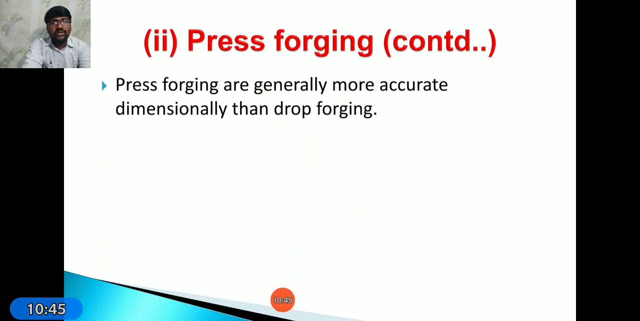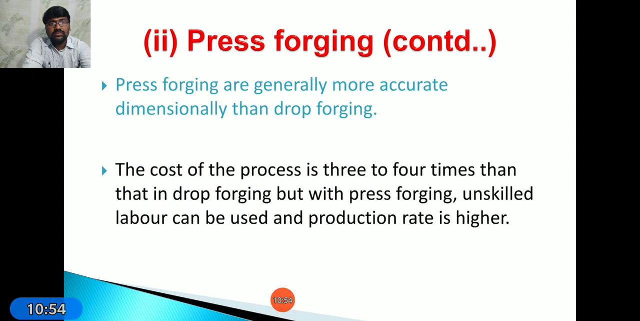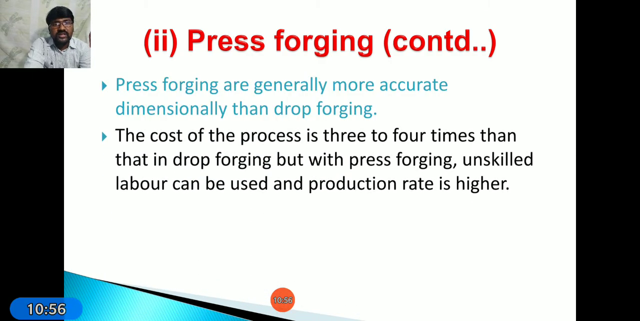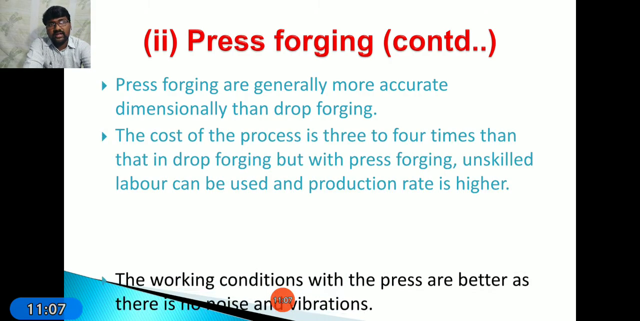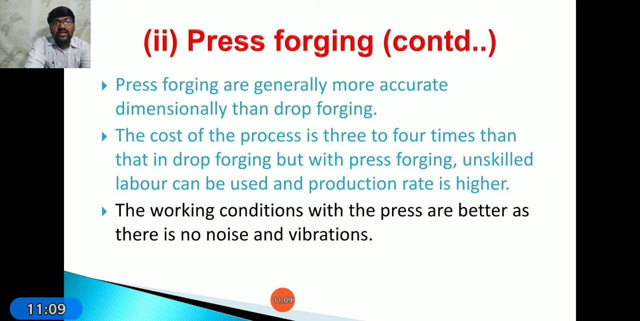Press forgings are generally more accurate dimensionally than drop forgings. The cost of the process is 3 to 4 times that of drop forging. But with press forging, unskilled labor can be used and the production rate is higher than the drop forging process. The working conditions with the press are better as there is less noise and vibration.